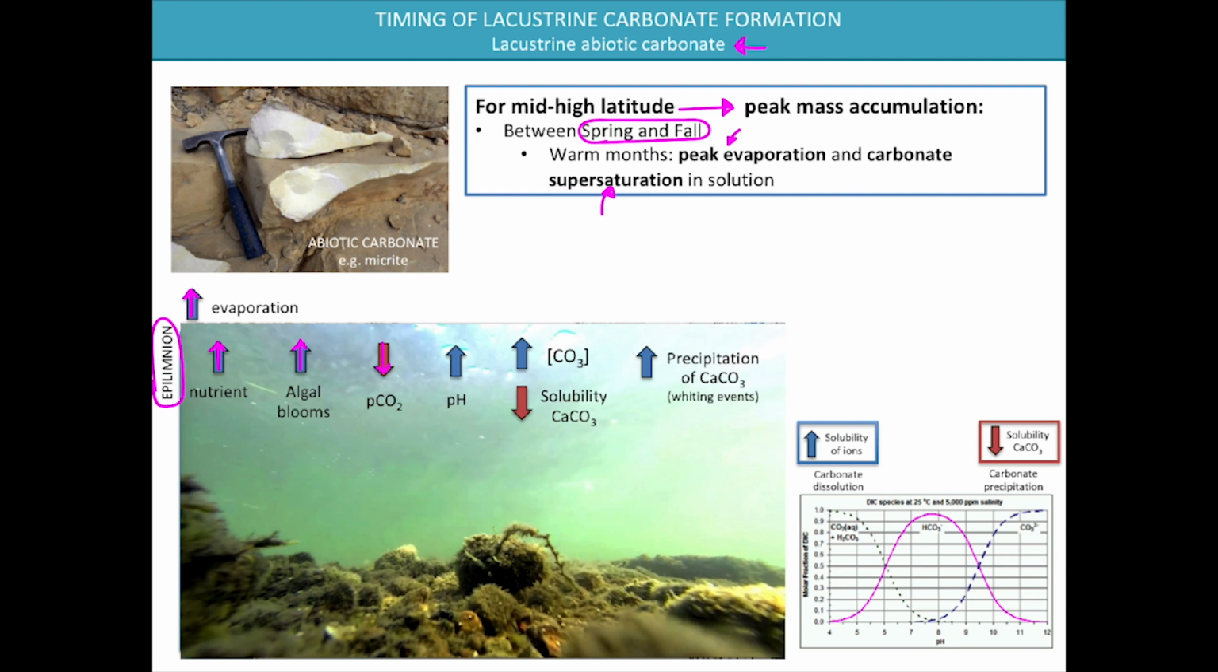Reduced pCO2 in the water increases the pH and promotes supersaturation of the carbonate ion. This causes an event of precipitation of microcrystalline carbonate, also known as a whiting event, during a brief interval of warm lake conditions.